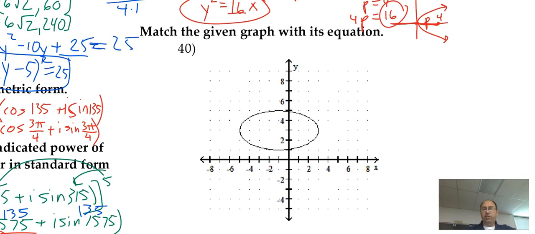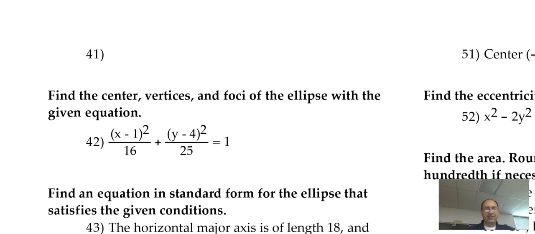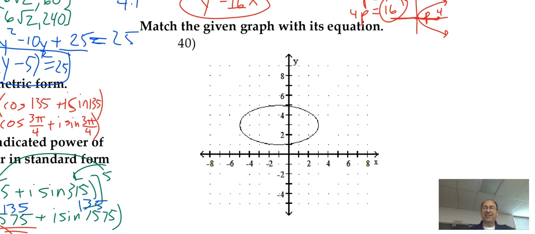Match the given graph with its equation. Are there choices? Oh, no choices. Those cruel people. Seriously, I was all excited. What's my center? We obviously know it's an ellipse, so it's something squared plus something squared, and we know it's equal to 1.